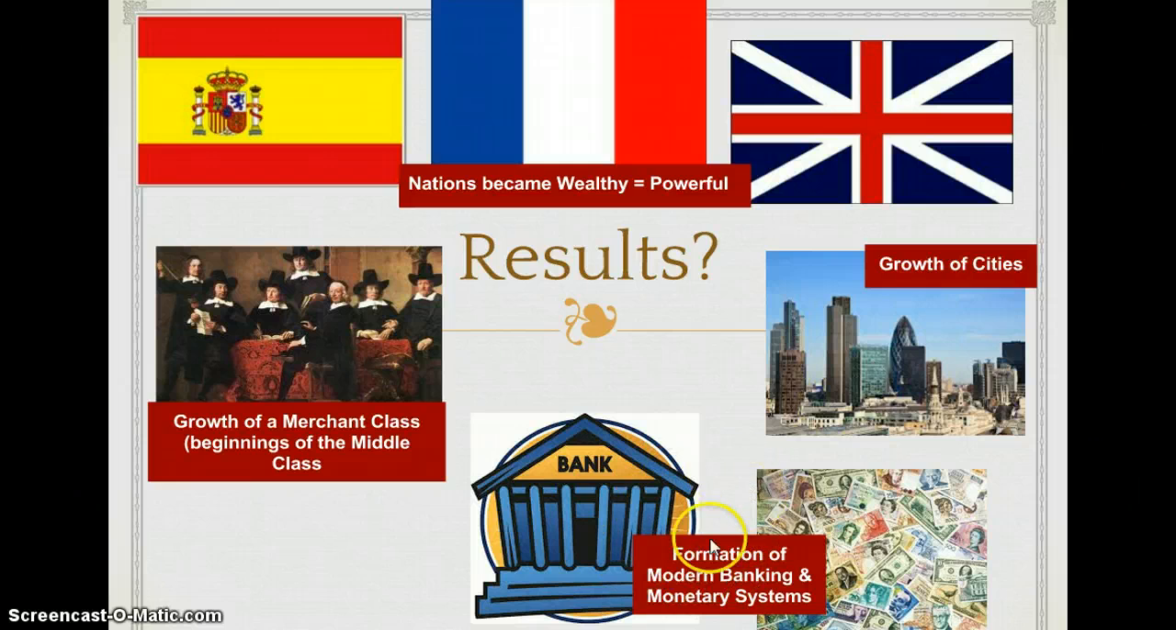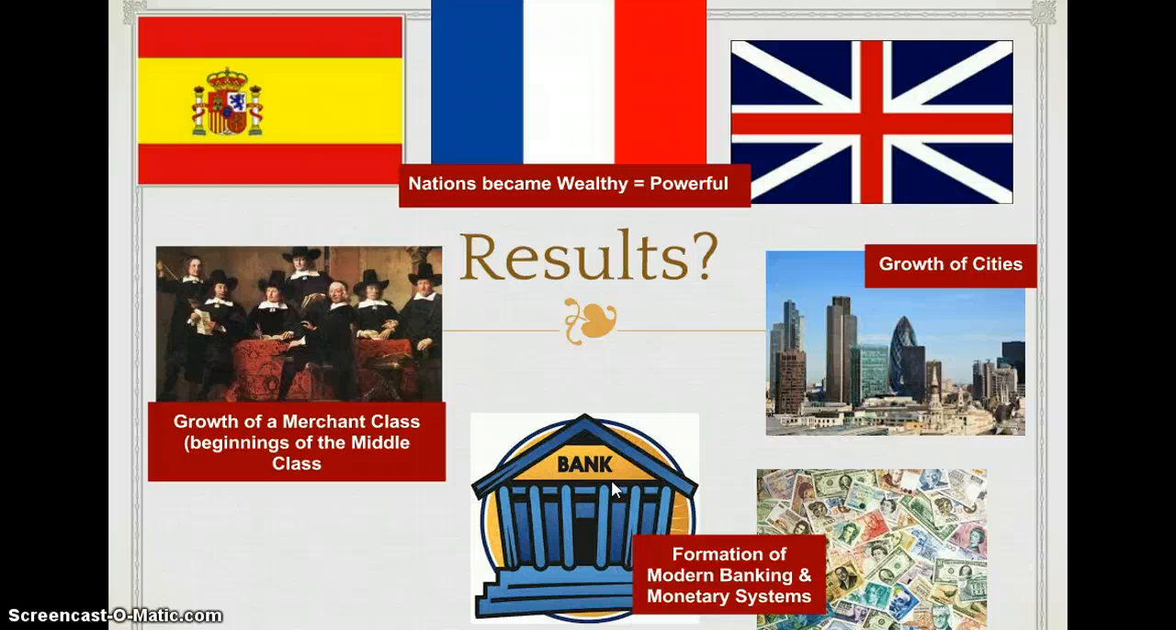And more importantly, and more subtly, we see the formation of the modern banking and monetary systems. It's hard to conduct trade by lugging around bags of gold. So they start to come up with currency, paper money. So that's easy to transfer, it's easy to exchange into different currencies, which you see here. And the idea of banking, that you could get loans, charge interest. A bank then would exchange your British pound for a French franc or whatever. So hopefully that makes sense.